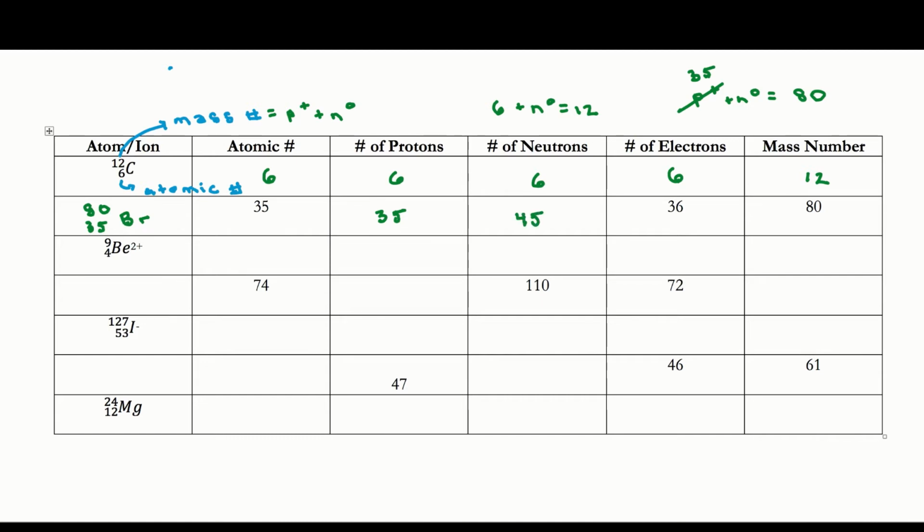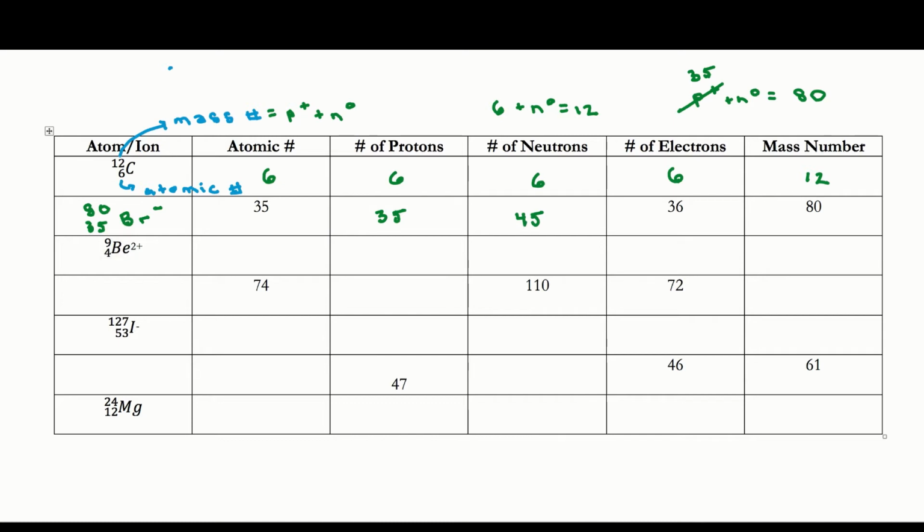Okay. Last thing, electrons. It tells me I have 36 electrons, but 35 protons. So what that tells me is I have 1 extra electron. So if I have 1 extra electron, because electrons have a negative charge, that means bromine is going to have a negative charge. Let's go to the next problem.